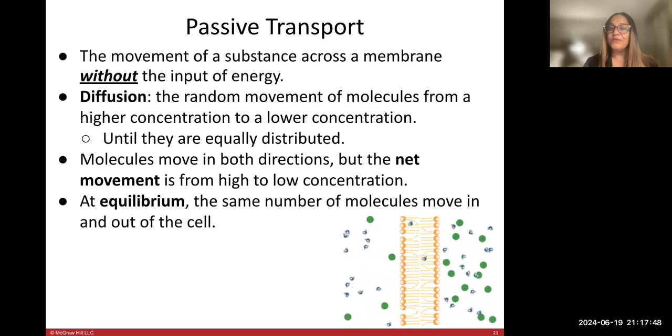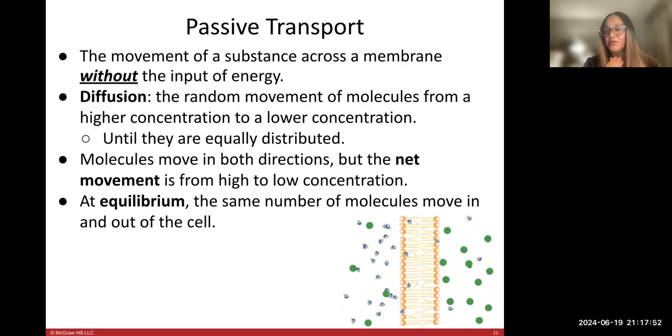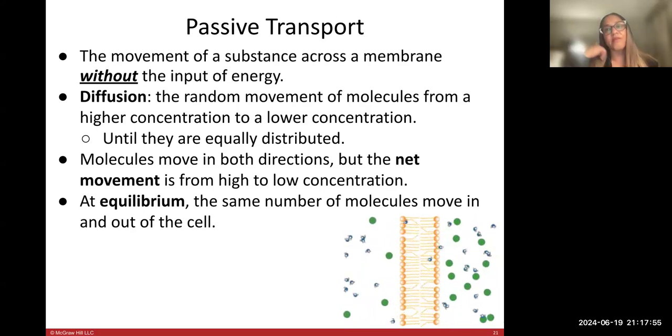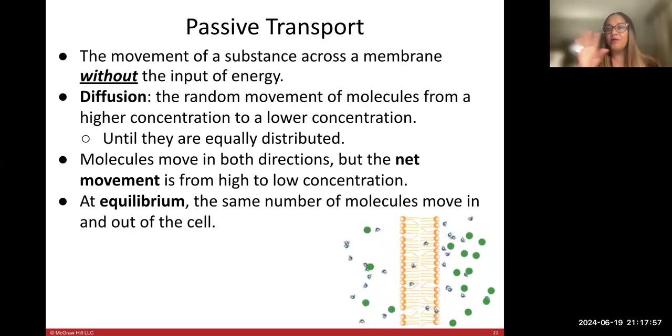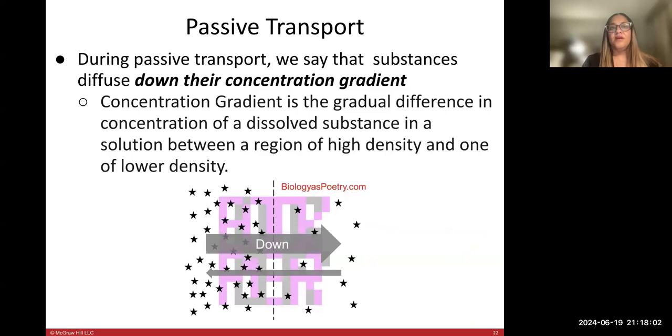At equilibrium, we have the same number of molecules moving in and out of the cell, because when we talk about transport and diffusion, we're usually talking about what's crossing the cell and how much is on one side versus the other. During passive transport, we say substances diffuse down their concentration gradient. The concentration gradient is the gradual difference in concentration of a dissolved substance in a solution between a region of high density and one of lower density. The molecules start off with the high density and then they diffuse into the lower density until it's all even.